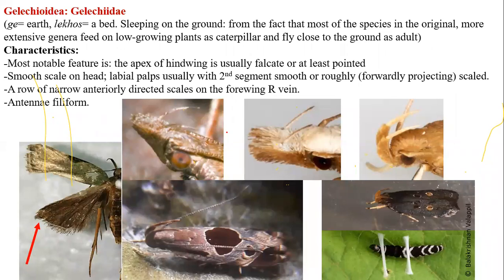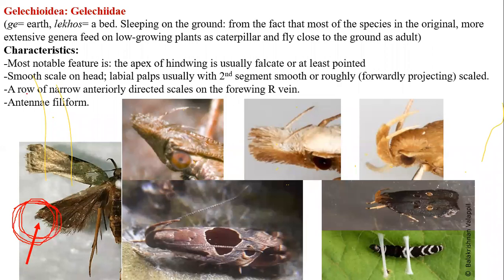The question is how to identify these family members. The most notable feature of this family is the hind wing: the apex of their hind wing is usually falcate or at least pointed. You are seeing, but I think that it is often not possible to see these characteristics from photographs or during field levels. So how to identify this family from photographs?